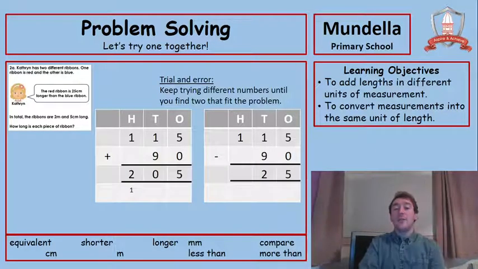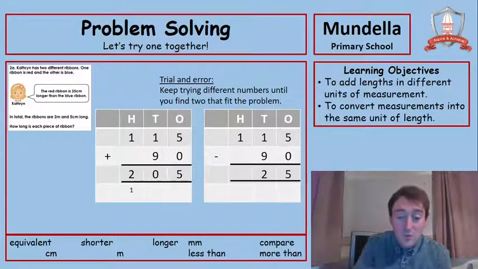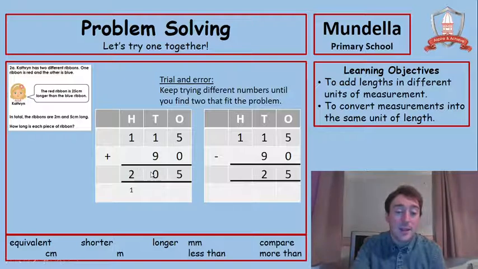I used trial and error. I kept adding together 2 different numbers until I reached 205, okay? Trial and error. And then afterwards, I took them away from each other to find out whether there was 25 between them. So here, I managed to find that 115 and 90 added up to 205. Yeah? That's great. But then I was like, well, is one of them 25 centimetres longer than the other?